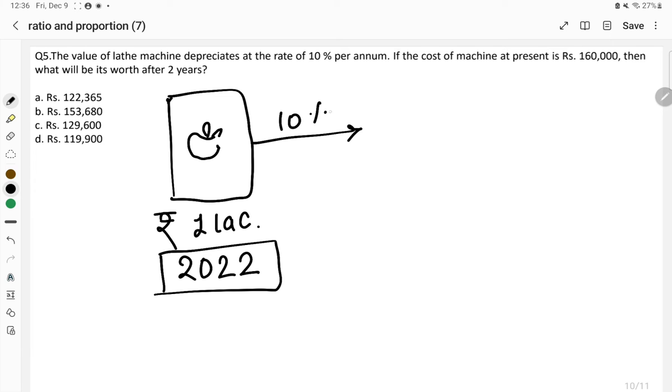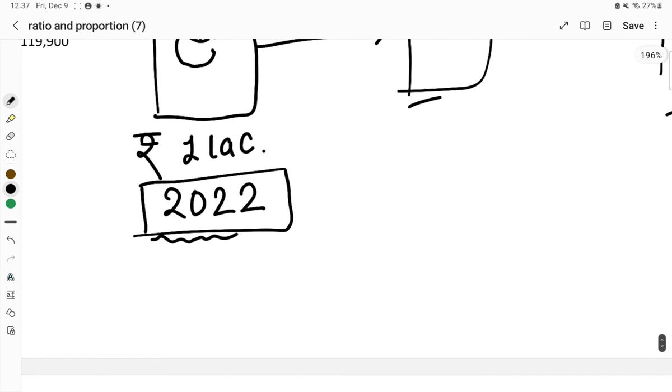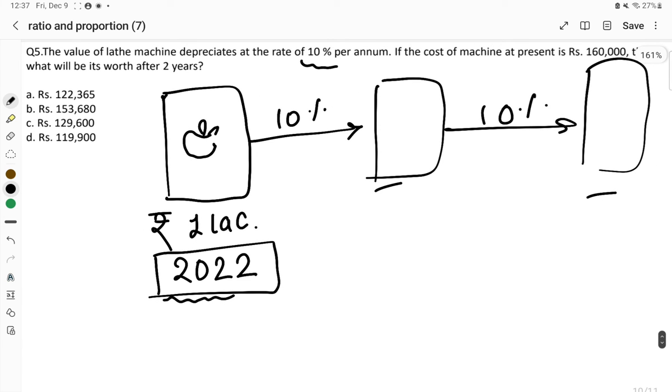This particular phone is getting reduced by 10% each year. Also what is given? 10% depreciation is given, the worth is given. Also, they can ask us to calculate the worth or the value of this particular phone before 2 years or after 2 years. If they are asking us to calculate the value of this particular phone after 2 years, this particular phone will be of worth how much rupees after 2 years?